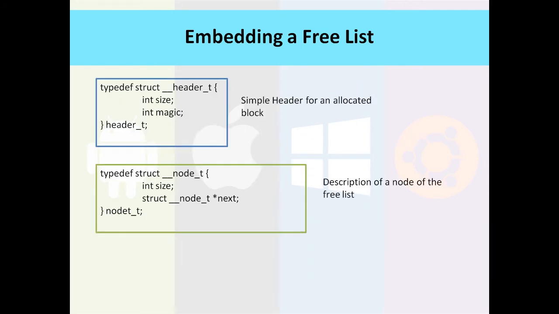So now we've expanded our picture out a little bit, where we have a header structure, which is used for representing allocated blocks. And we have a free list node structure, which basically is the description of a node of a free list. We can use both of these structures to represent different chunks of data, allocated and unallocated.